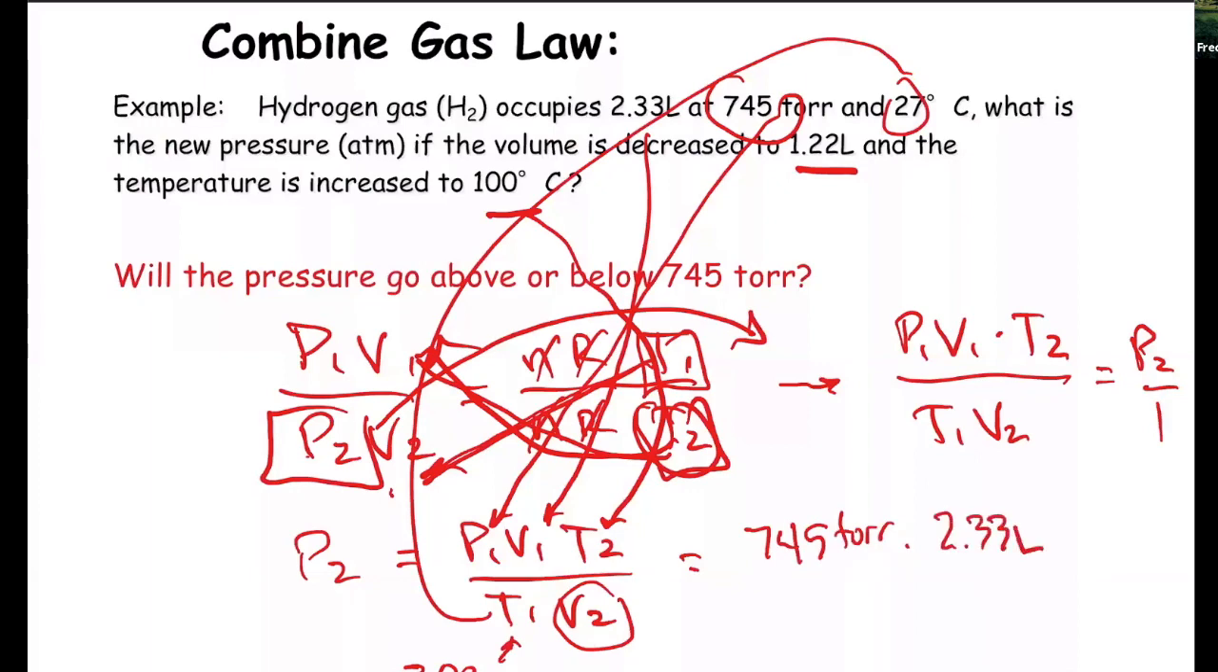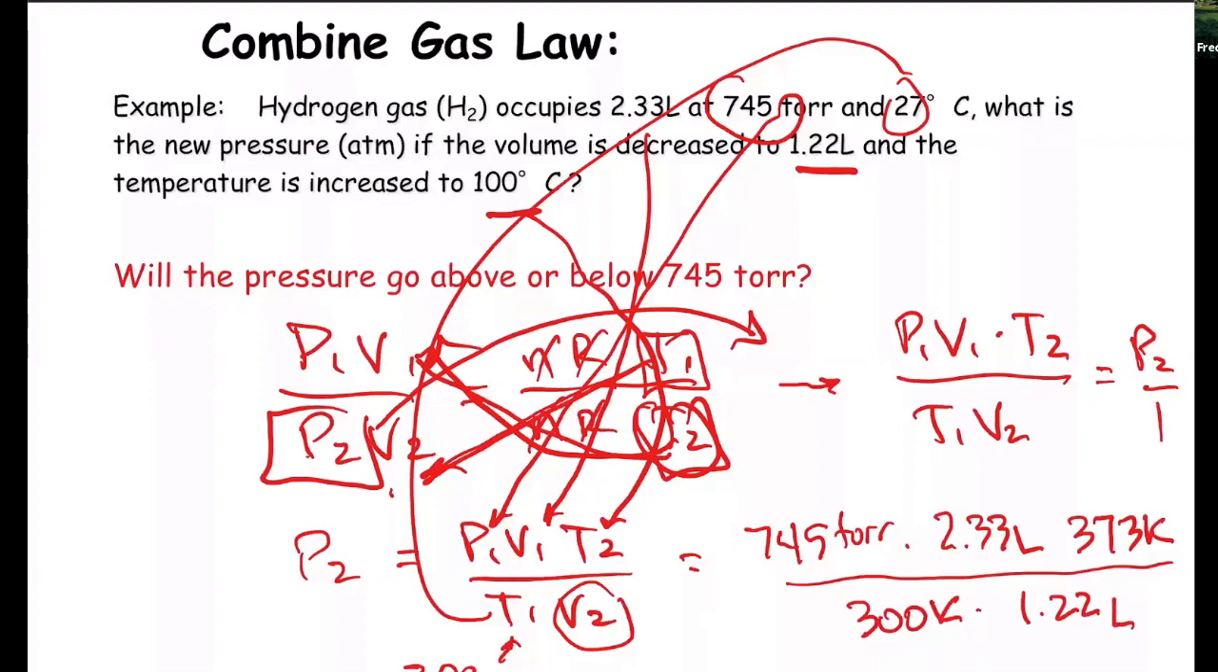T2 is 373 over 300 times 1.22 liters. Look what happens. Liters cancels. Kelvin cancels. The only thing that you're stuck with is torr, and that's the unit that you want. That's why you're not required to stay with atmosphere once you eliminate R. You're not required to stay with liters once you eliminate the R.